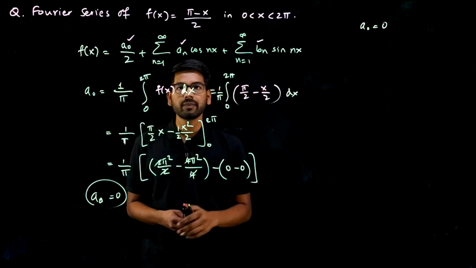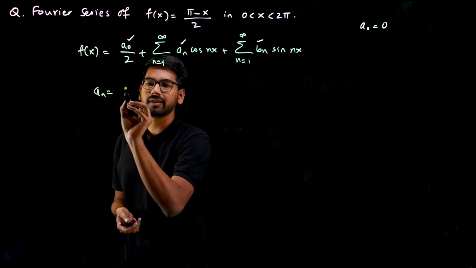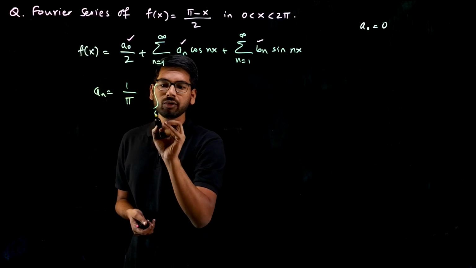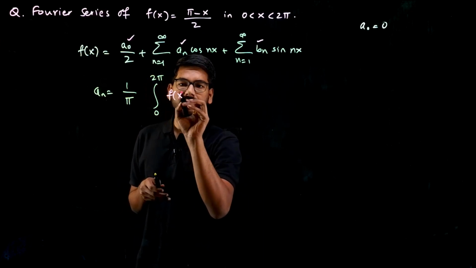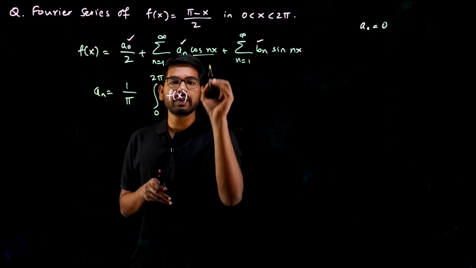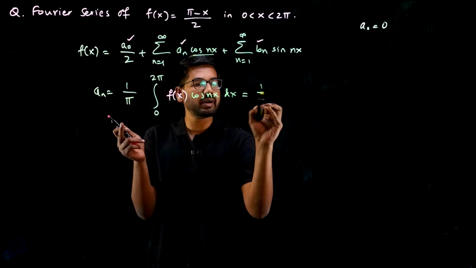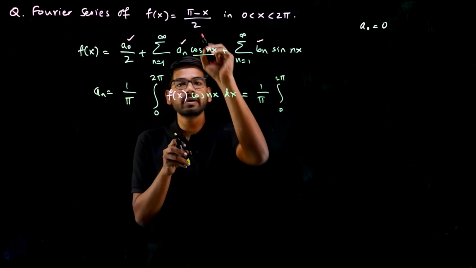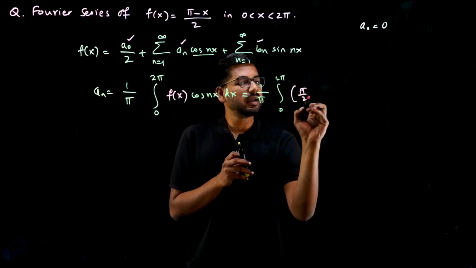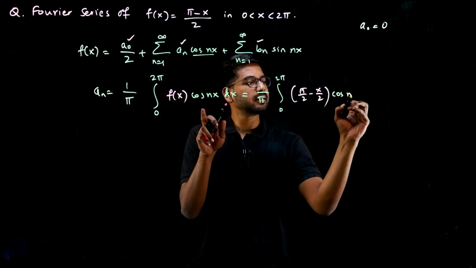Okay, so we found out a0 which is equal to 0. So next let's find out an. So next an, what is the formula for an? An is equal to again 1 by pi integration from 0 to 2 pi f of x into whatever the coefficient of an is here, that you have to write it, cos nx dx. So what will you get? 1 by pi as it is, integration from 0 to 2 pi. What is f of x? f of x is pi by 2 minus x by 2 into cos nx dx.